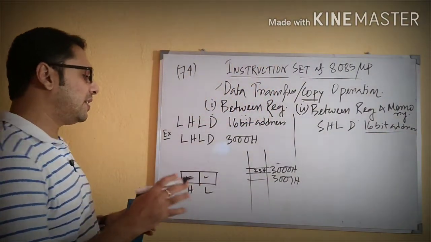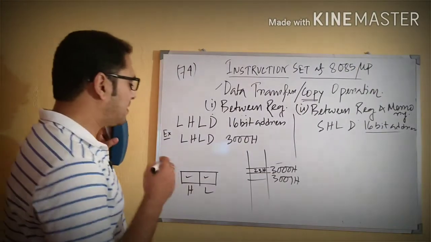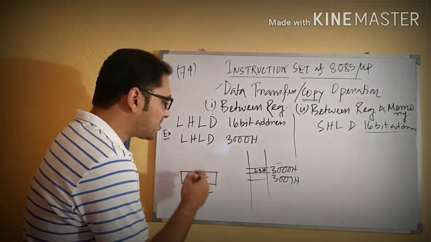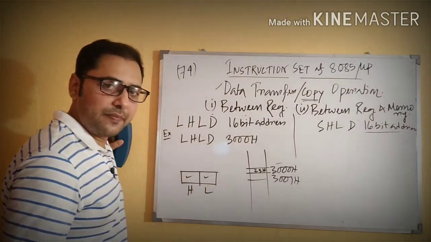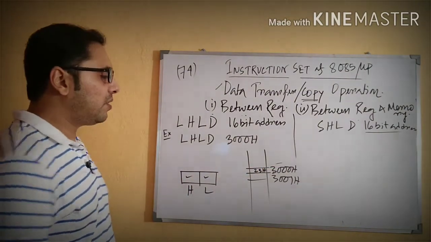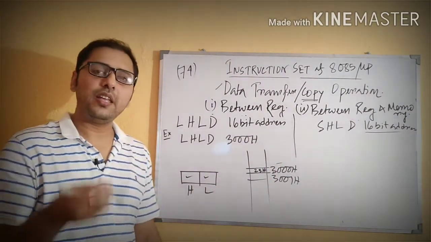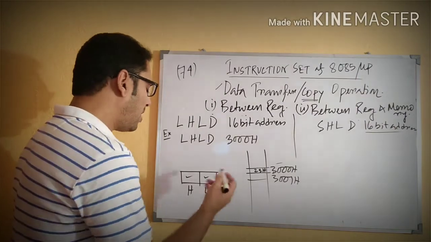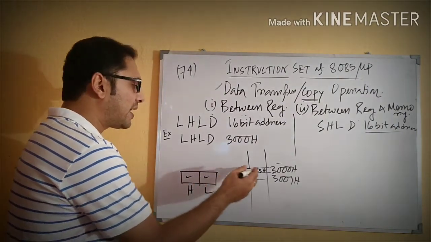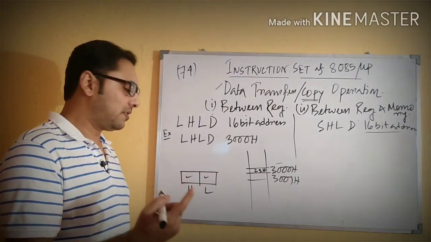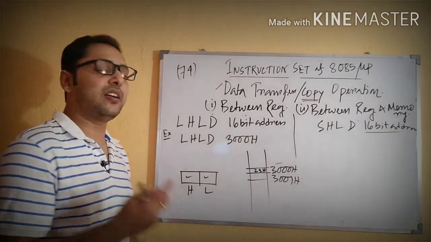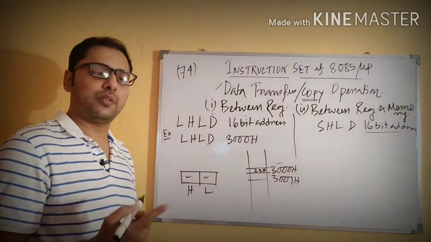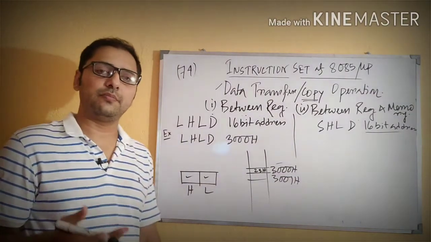Now here a little bit of a twist is there. Take an example, LHLD space 3000 hex. That means we want to load HL register pair directly from this location. Now we know each memory location can have only 1 byte of information, that is 8 bits. So how can a register pair be loaded from only 1 byte of information? Because to load HL register pair I need at least 2 bytes of information. But from this location I can get only 1 byte. So from where will I get another byte?